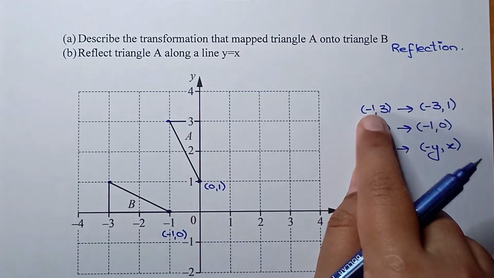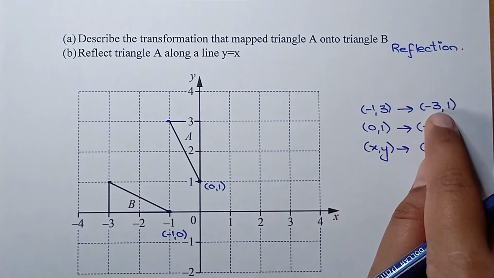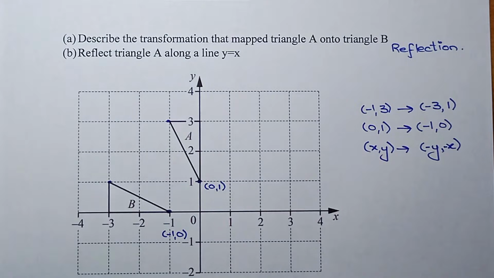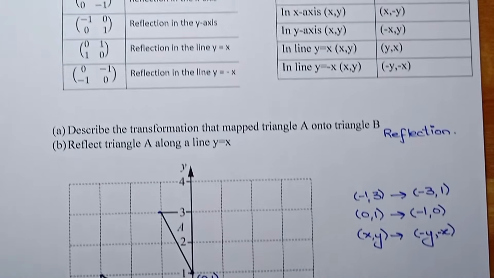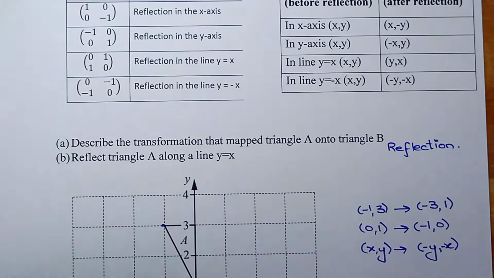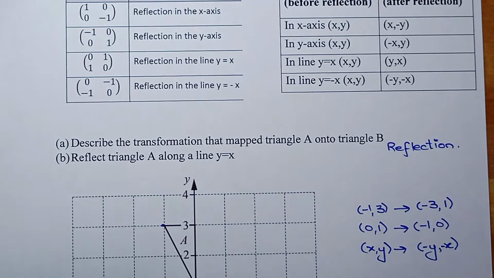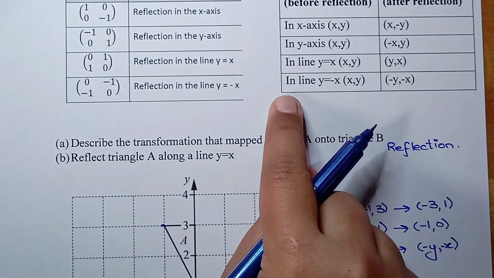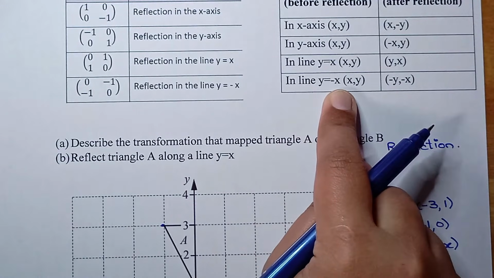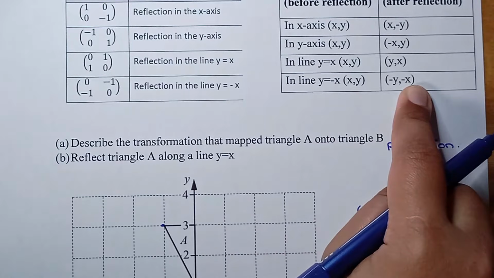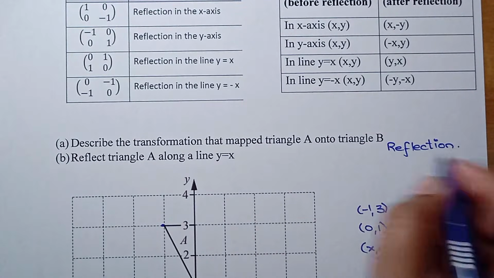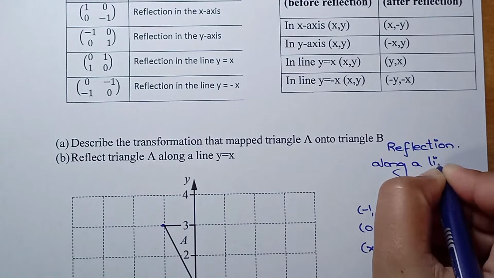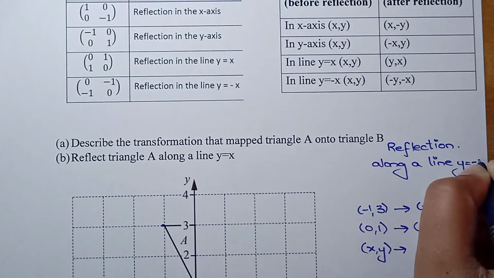Right. So how can we change the x, y? x is -1 and y is 3. It changes to negative of y, and x would be positive 1. So (-y, -x). Let's see what type of reflection this is. Minus y, minus x. When it is a reflection in the line y equals -x, (x, y) changes to (-y, -x). So we can say that it is a reflection along the line y equals -x.